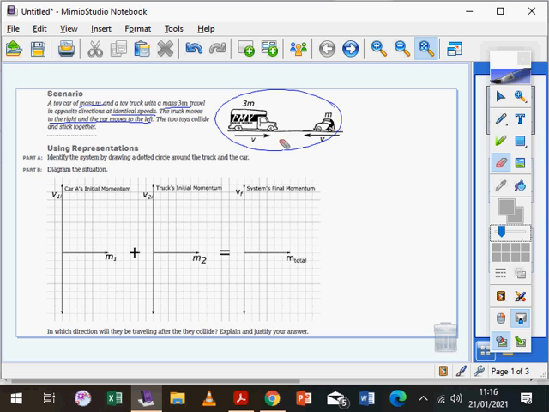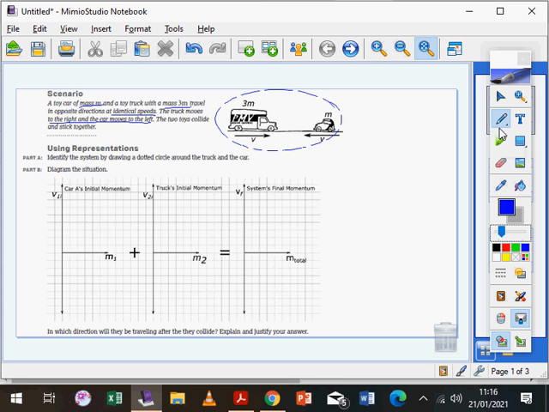Sorry? No. It is dotted. Those are lines with spaces. It is erased. Identify the system by drawing a dotted circle around the truck and the car. So the system is the truck and the car.